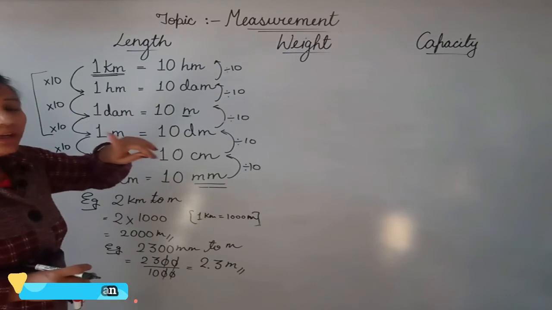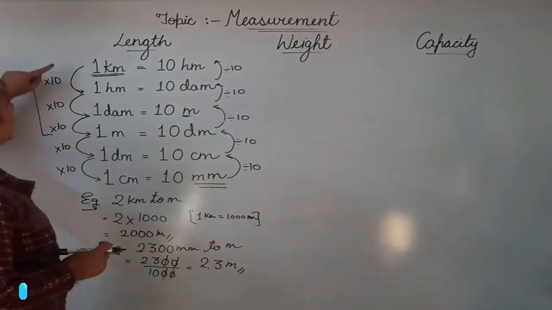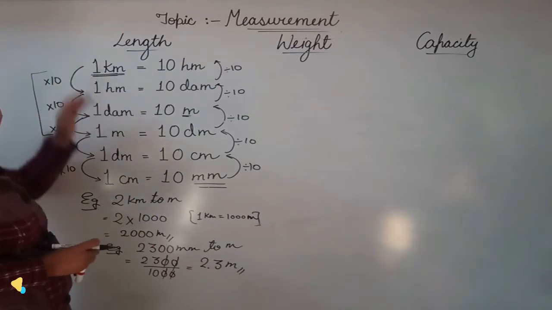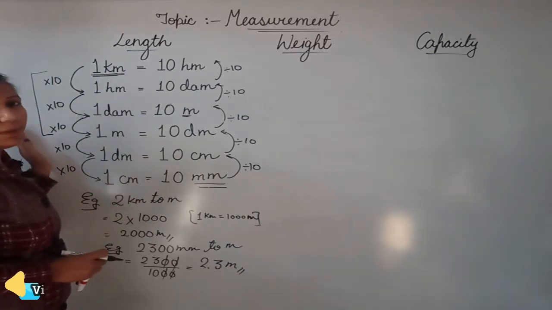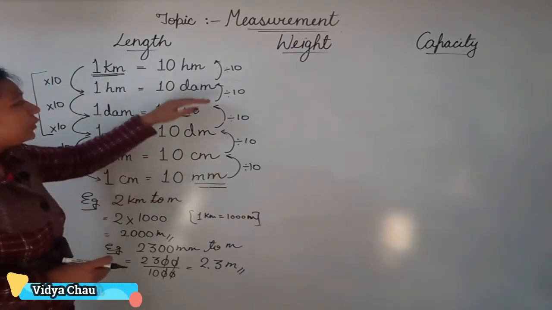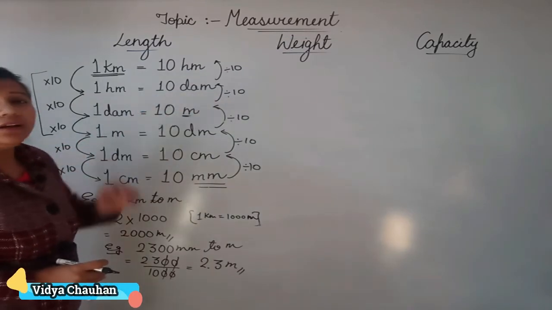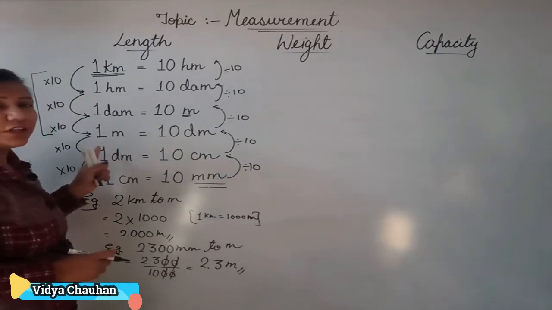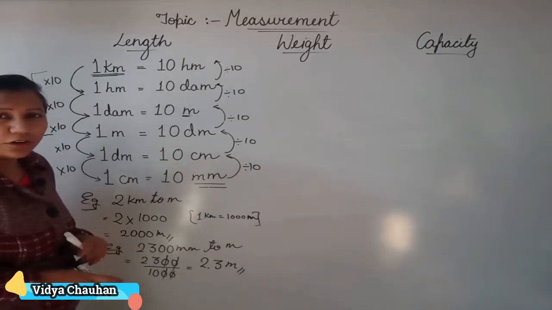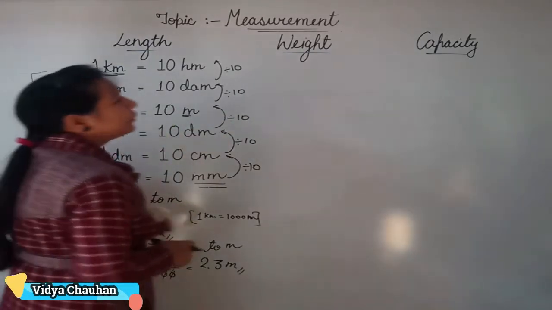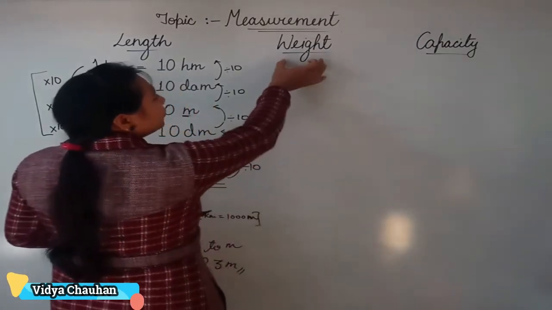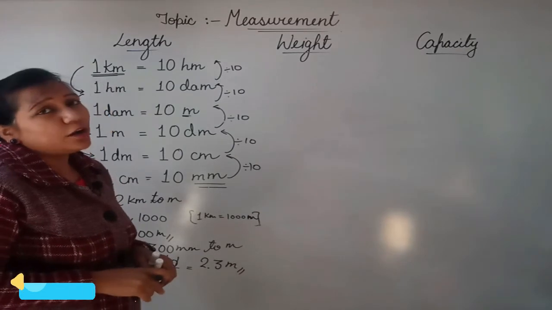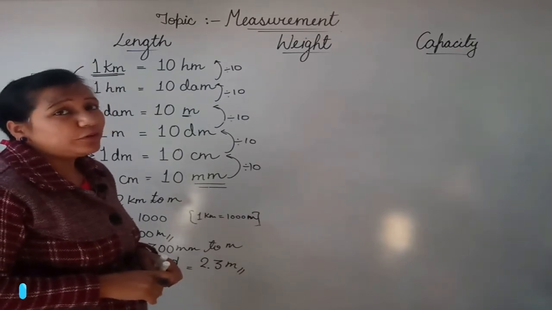But the only thing you have to remember is when you are converting higher unit to smaller unit, that means bigger unit to smaller unit, multiply by 10, and smaller unit to bigger unit, then it will be divide by 10. I hope this concept of conversion in terms of length is clear to all of you. Let's move to the next part in which we will discuss the table of conversion related to weight.